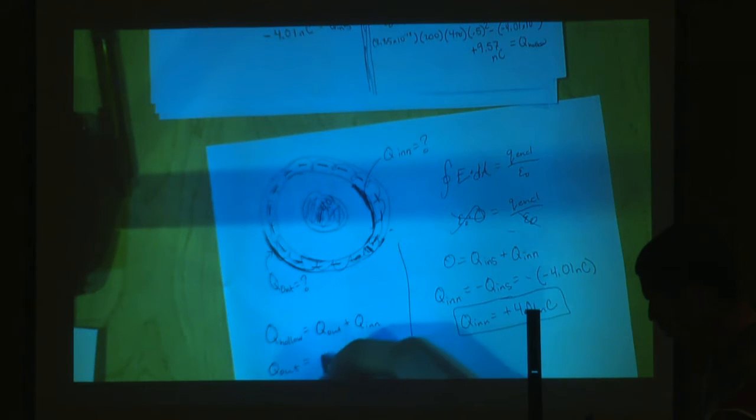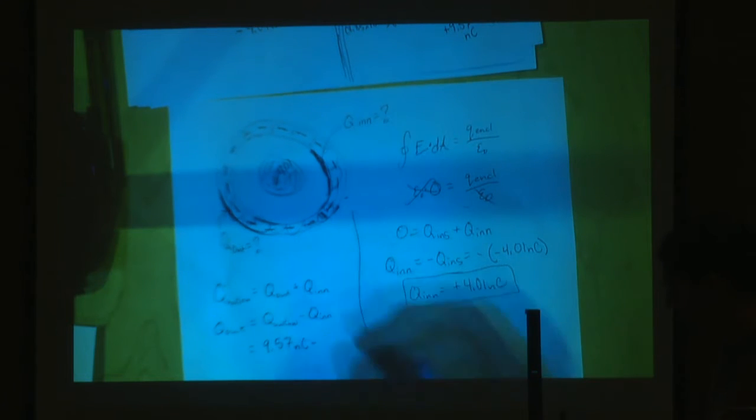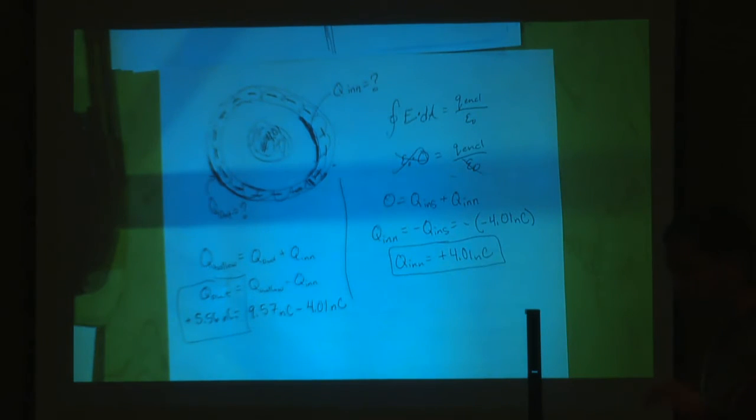So Q out is going to equal Q hollow minus Q inner. We know Q hollow is equal to 9.57 nanocoulombs minus Q inner, which is 4.01 nanocoulombs. And if we subtract this out, we'll get something like 5.56 nanocoulombs. Any questions?